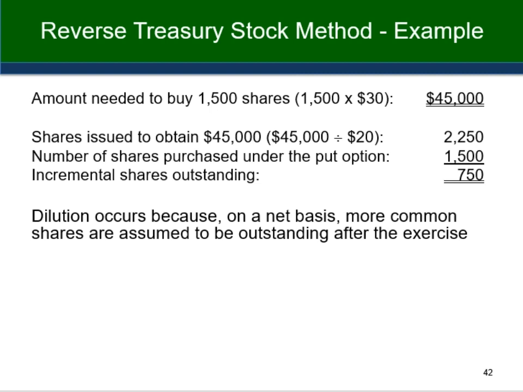And the reverse treasury method would be used for written put options and forward purchase contracts that require us to buy shares from the other side of the transaction. So the option holder can require us to purchase, or a forward purchase contract can require us to purchase shares at a certain price. So the reverse treasury stock method basically assumes the company will issue enough common shares so they have the money to buy the shares under the option requirements, and the proceeds would be used to buy back shares to reduce the number of shares outstanding, and the net amount would be used as the dilutive effect.